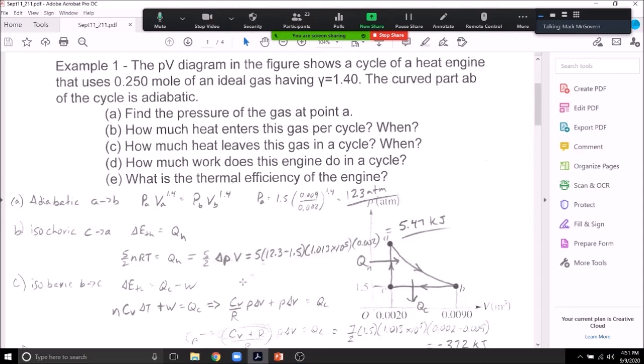Syntax error, come on. Give me no syntax error. Alright, it's my fault. Okay, my goodness, I'm a wreck right now. There's a 2 here. It's 5/2. I didn't write it for some weird reason, but anyway, that's this amount of heat right here, 5.47 kilojoules, that's correct. All right, let's jump to the isobaric process.